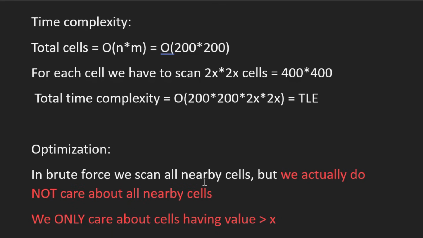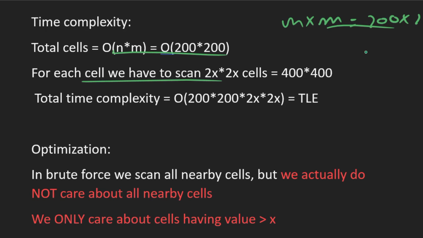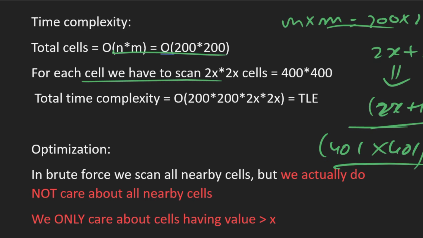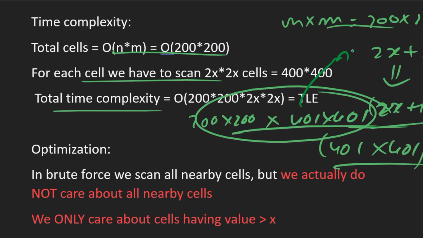So in total, how many cells do we have? We have n cross m cells, which is 200 into 200. And for every cell we have to scan a square of side 2x plus 1. So the total cells that we have to scan is (2x plus 1) squared, which will be 401 into 401, right? So the total time complexity will be 200 into 200 into 401 into 401. So it will give us TLE.